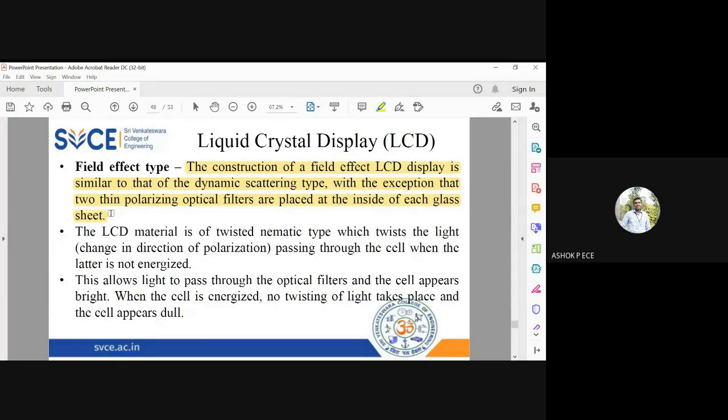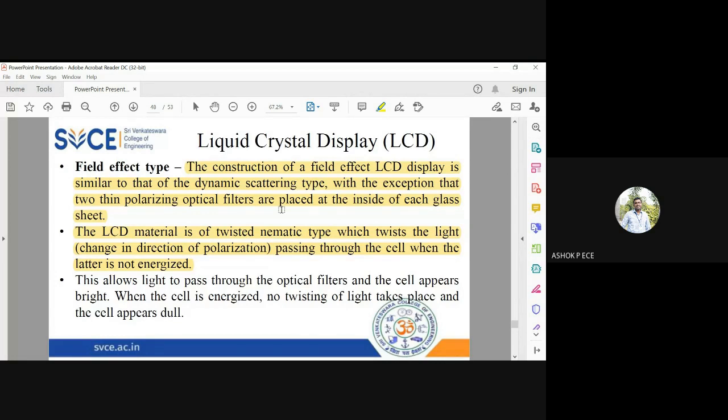Optical filters allow some colors to pass through and they will reject some colors, which will not be allowed to pass through. Here the LCD is made up of nematic type, which twists the light passing through the cell when the latter is not energized. So when you don't give any voltage or field to your crystal, what happens? It will twist the light. It will change the direction of polarization of light as the light passes through it. This allows the light to pass through the optical filters and the cell appears bright.